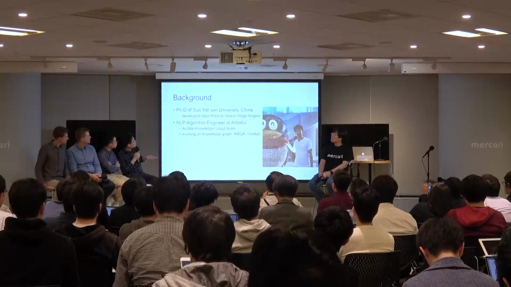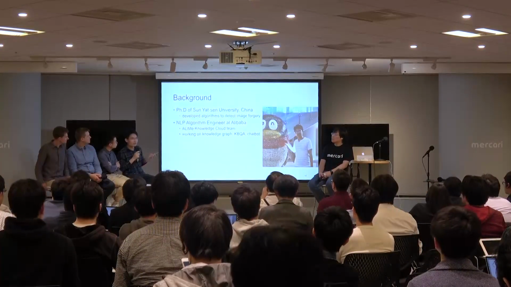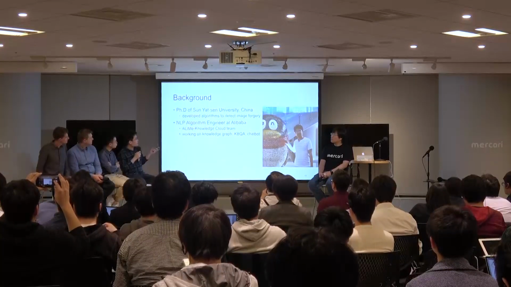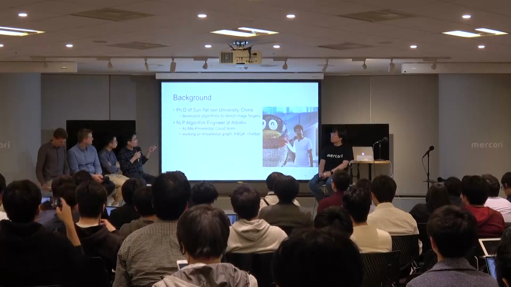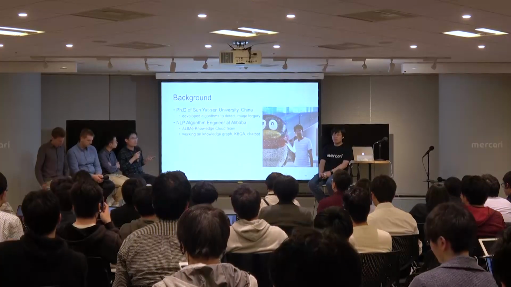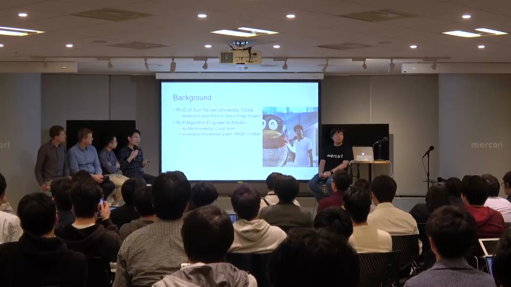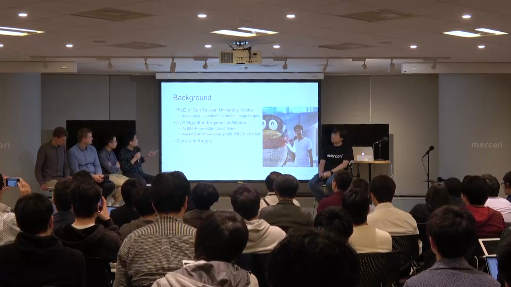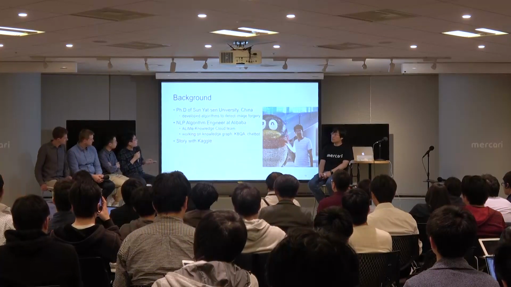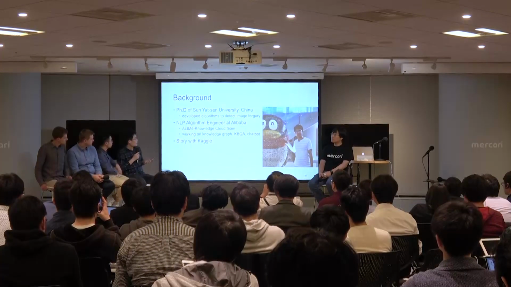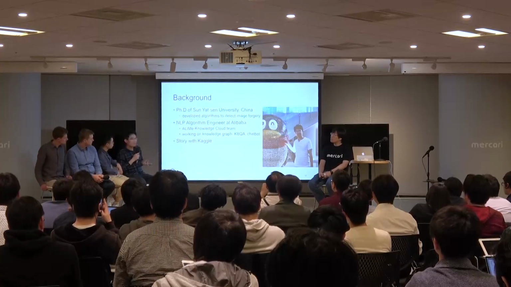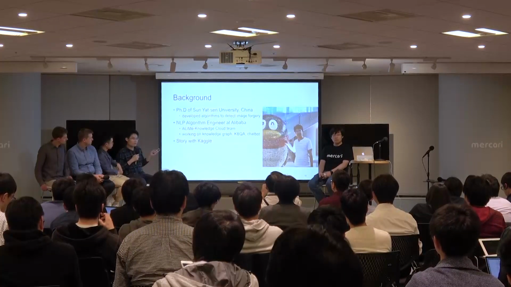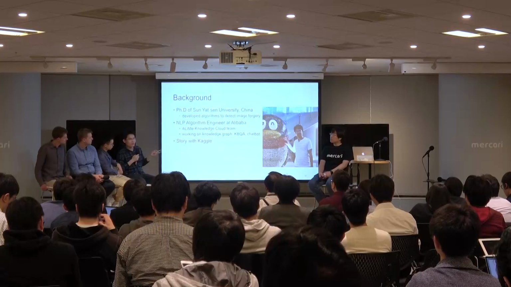I first introduced myself. I got my PhD degree in science at a university in China. During the PhD, I developed algorithms to detect image surgery, so I have a background in image and computer vision. I'm now an NLP algorithm engineer at Alibaba, and I work in the knowledge cloud team, where we try to solve problems with knowledge cloud, KQA and chatbots.